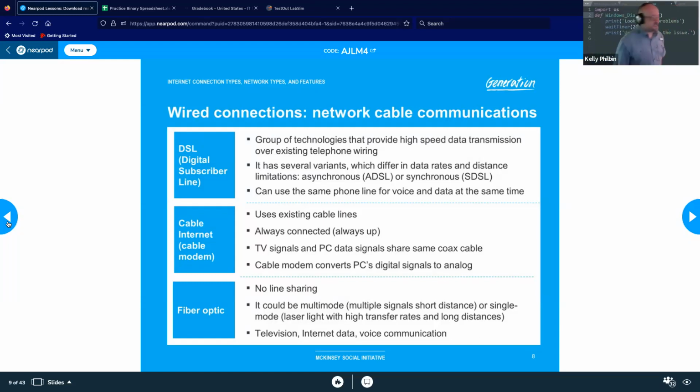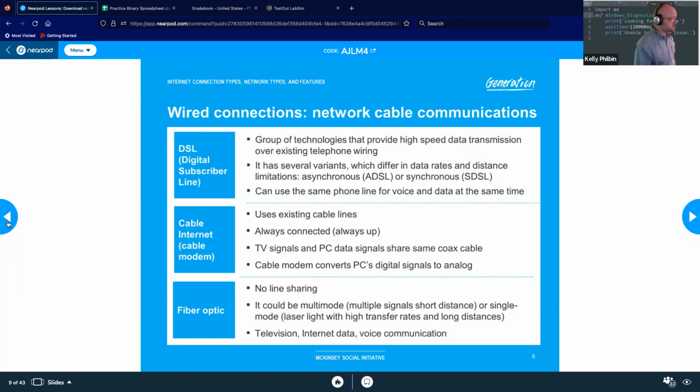Nice thing about this is that it's extremely high speed. It can do television, internet, data, voice, communication, all that stuff. It is essentially where the infrastructure is going with regards to data transmission. But currently, unfortunately, very expensive for the infrastructure to be installed.